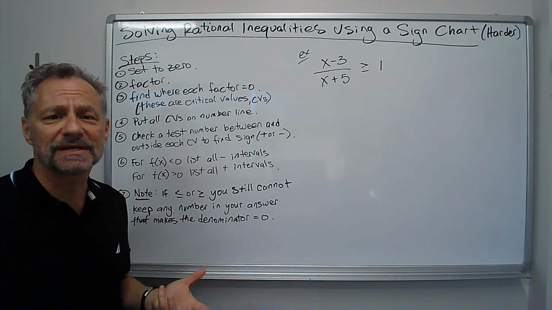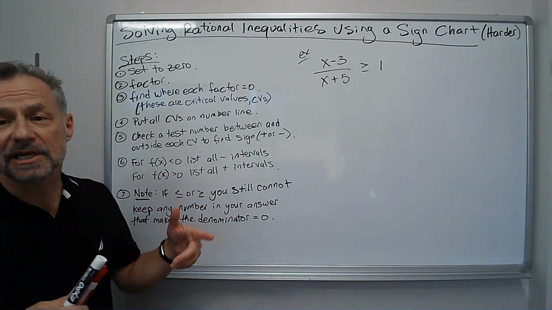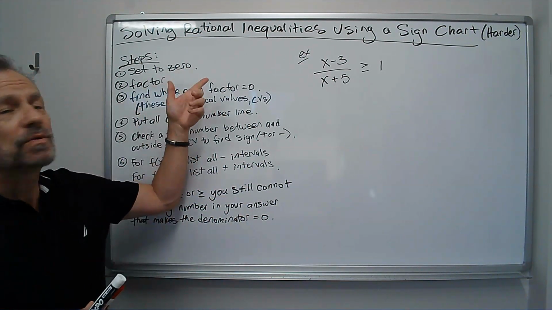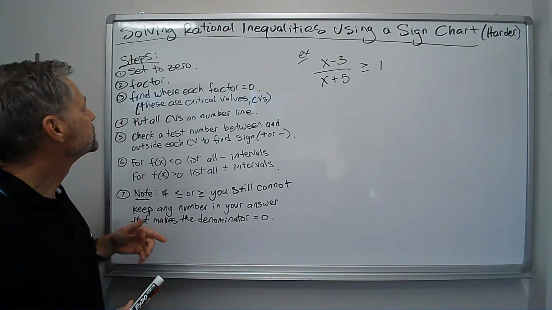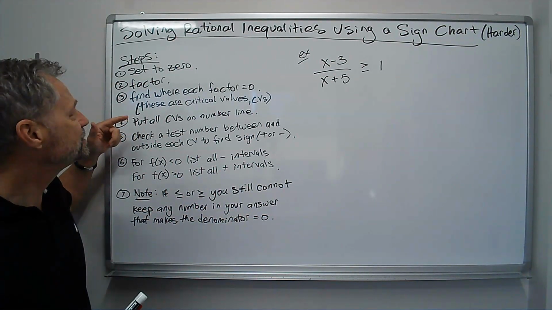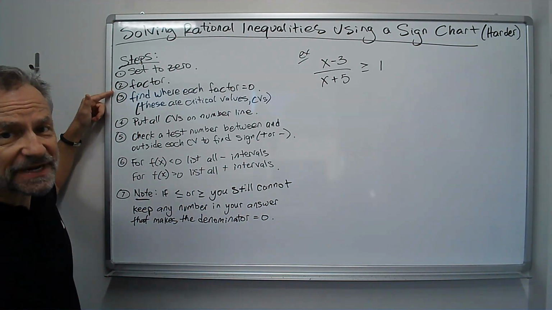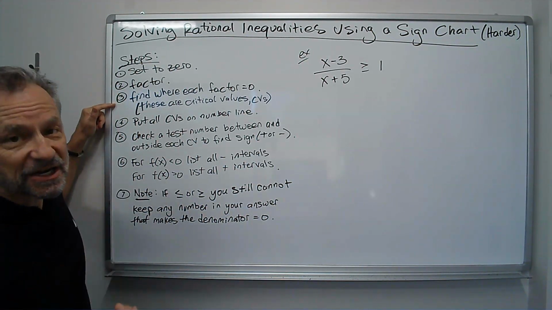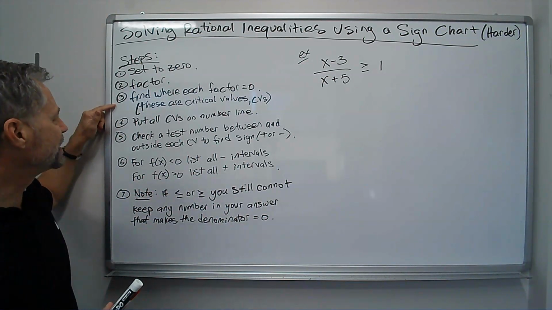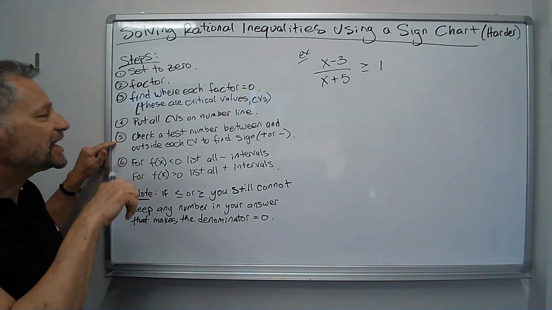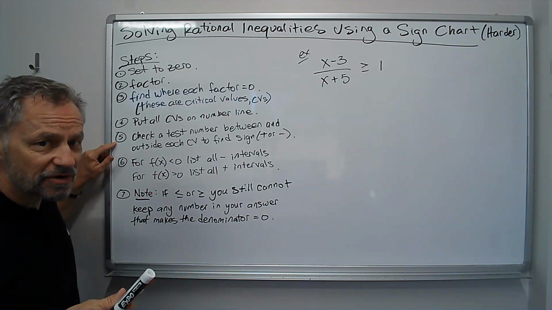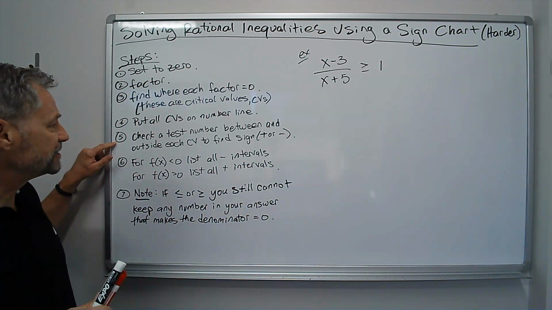I'll go over them real quick because I've gone over them with rational inequalities and with polynomial inequalities already in my earlier videos. The steps are we need to set it equal to 0. We need to factor if needed. We need to find where each factor equals 0. Those are called our critical values. Put all critical values on a number line. Check a test number between and outside each critical value to see if it's positive or negative.